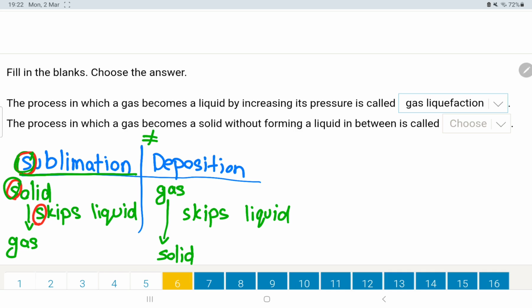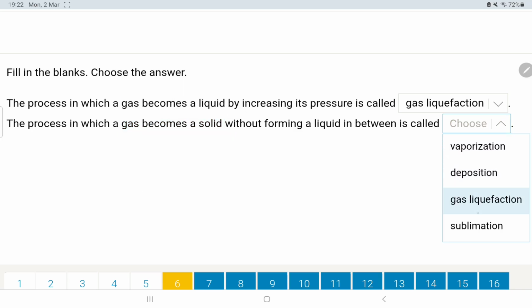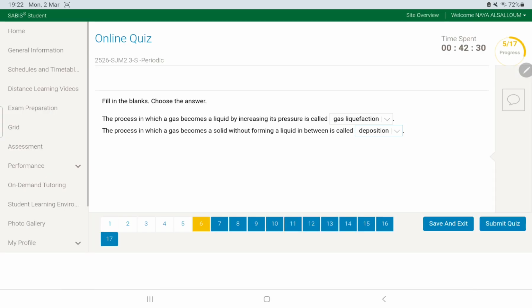So let's see here. The process in which a gas becomes a solid. What did we write here? Gas to solid is what? Deposition. But when it says solid to gas, as for solid, as for what? Sublimation. But here, what do they want? They want from a gas become solid. So what is it gonna happen? Deposition.